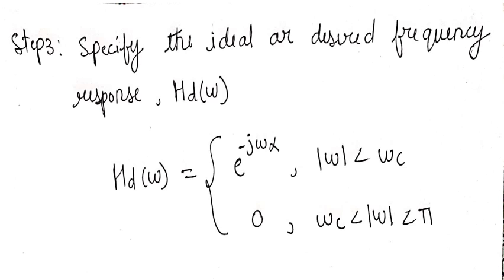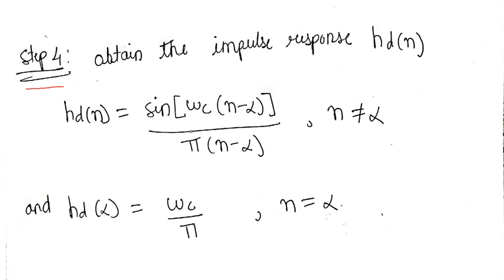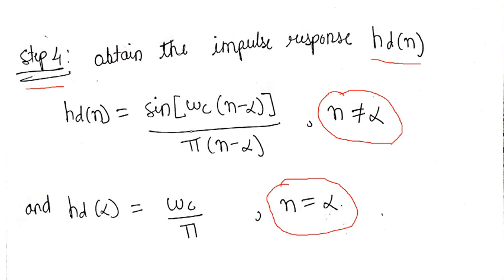Step 3 is to specify the ideal or desired frequency response, Hd of omega. Hd of omega is given as e raised to minus j omega alpha for magnitude of omega less than omega c, and 0 for magnitude of omega between omega c and pi. Step 4: we have to obtain the impulse response Hd of n for two cases, that is for the case n not equal to alpha and for the case n equals alpha. The formula to compute Hd of n for both cases is as displayed on the screen.